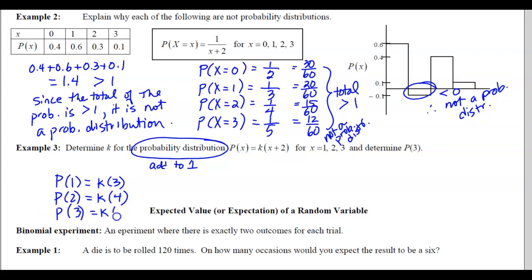Okay. So, therefore, 3K plus 4K plus 5K has to equal 1. Well, 12K equals 1, so K equals 1/12. Okay. So now the probability of 3, remember it's equal to K times 5. So K is 1/12 times 5, which will be 5/12.